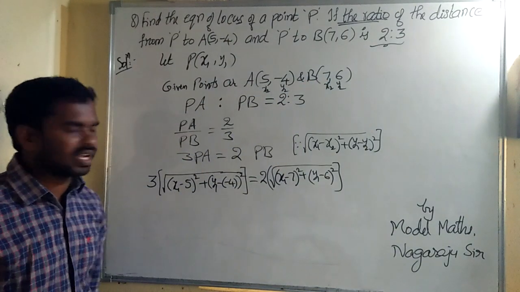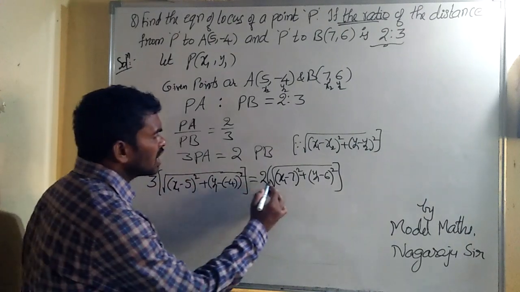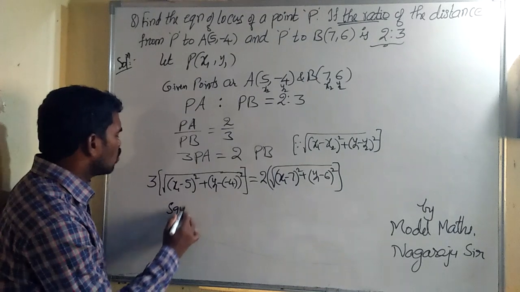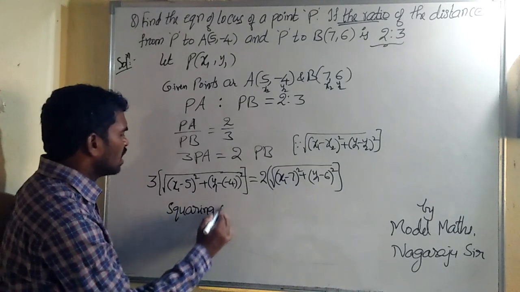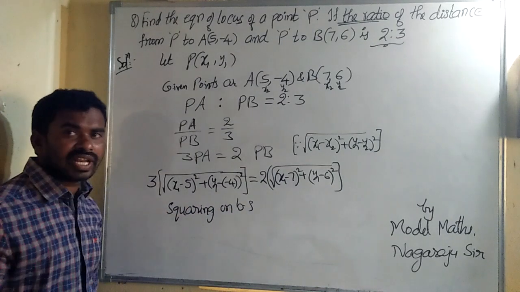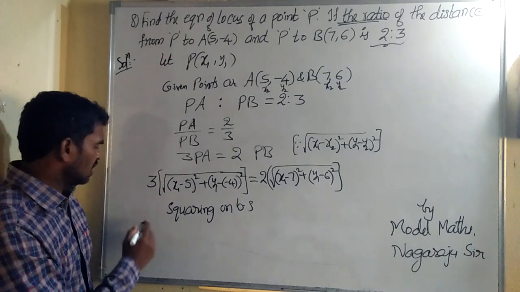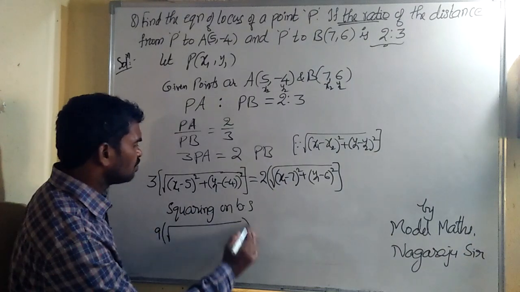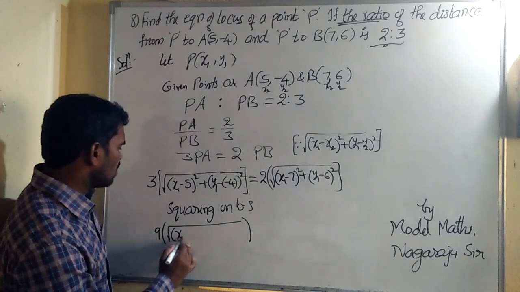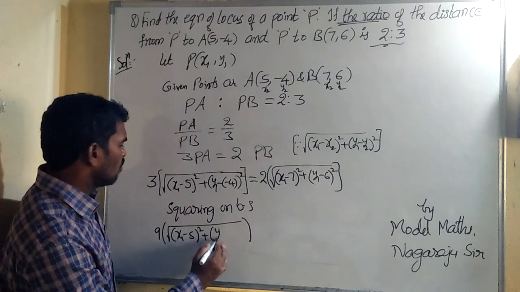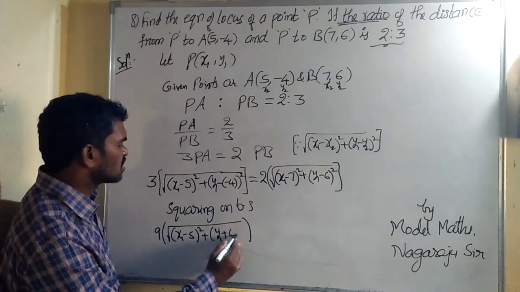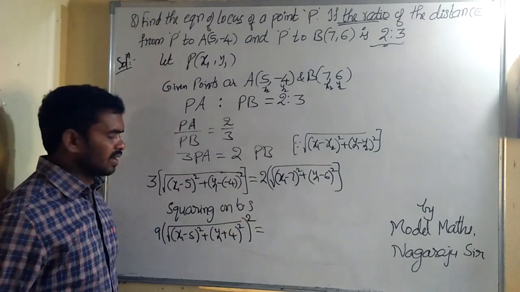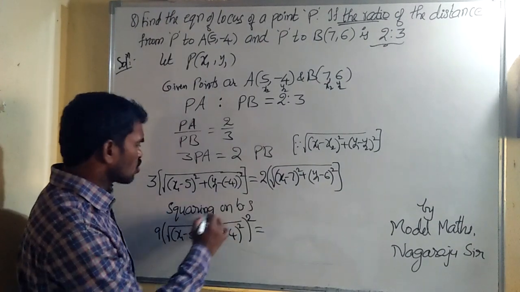Now we have to simplify. Here a square root is there, here also a square root is there. So to remove the square root we should square both sides. If you square both sides, 3 square means 9 into the root of (x1 minus 5) whole square plus (y1 plus 4) whole square is equal to, and 2 also we square on both sides.